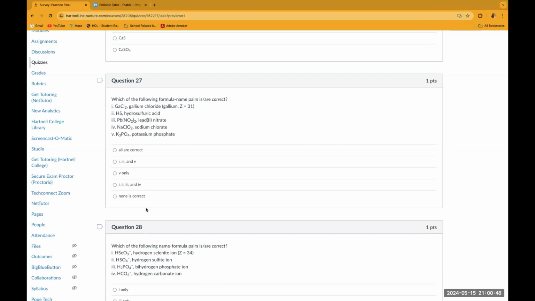I know 3 is wrong because nitrate is NO3. Okay, so we know that one's wrong. Anyone else know anything else that's wrong? Well, the first one is wrong because it's an ionic bond, and they didn't put the Roman numeral, and gallium is not one of those exceptions. That is correct. Anything else wrong?